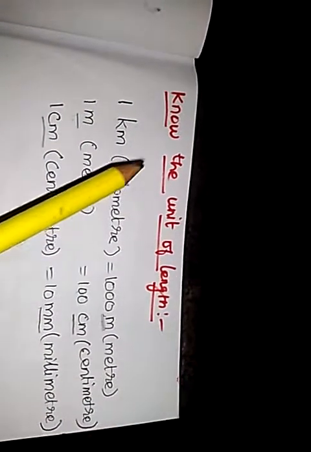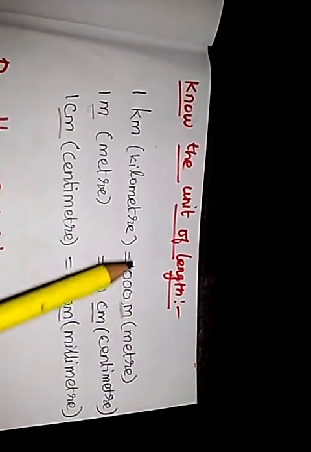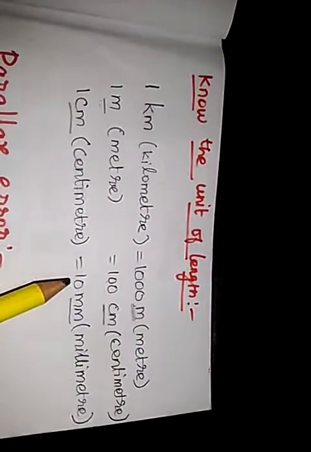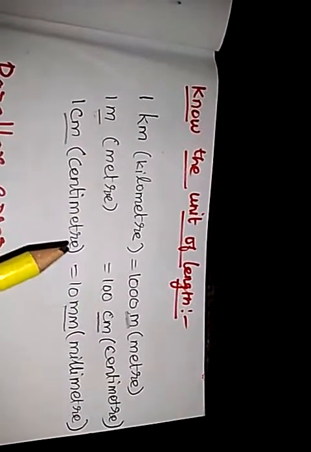Then we know the units of length. 1 kilometer is equal to 1000 meter. 1 meter is equal to 100 centimeter. 1 centimeter is equal to 10 millimeter. Students, these are all the units of length we memorize. Then we use them to solve some problems.